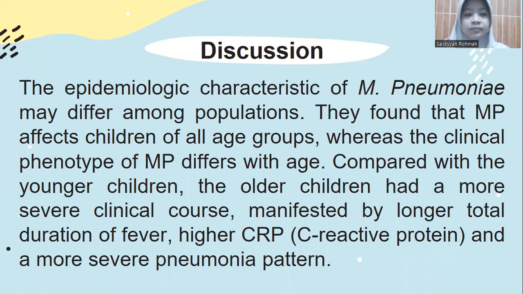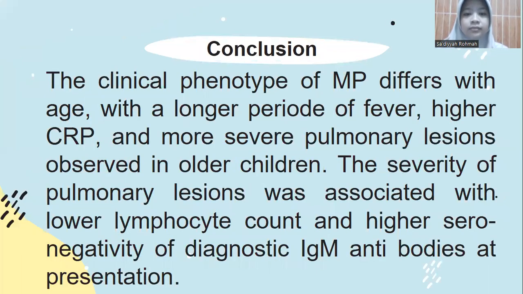Next is discussion. The epidemiologic characteristics of pneumonia may differ among populations. They found that MP affects children of all age groups, whereas the clinical phenotype of MP differs with age. Compared with the younger children, the older children had a more severe clinical course manifested by longer total duration of fever, higher CRP or C-reactive protein, and more severe pneumonia patterns.